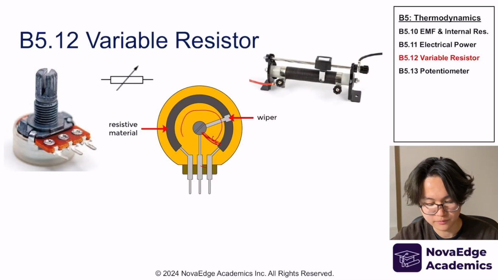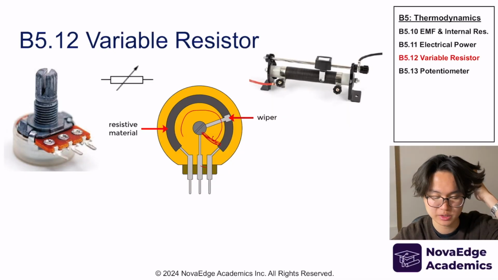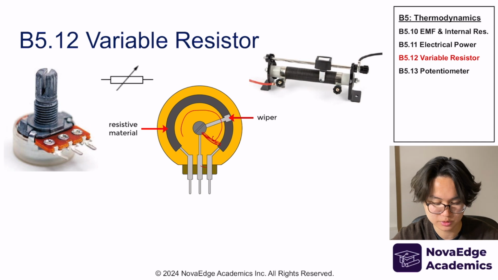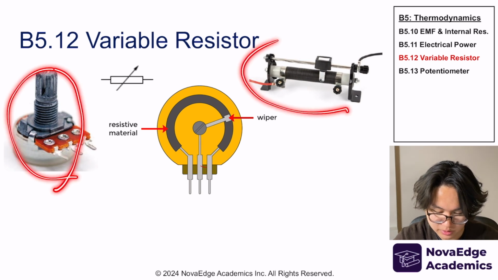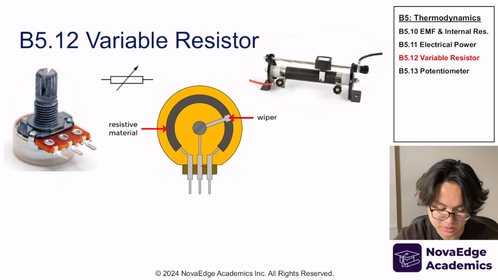Now let's talk about something called a variable resistor, and you need to know this for the exam. You need to be able to explain it as well as show the calculation behind it. Now the actual variable resistor looks like this, or it looks like this. This is a sliding variable resistor. And what a variable resistor essentially is, is a resistor whose resistance you can control.